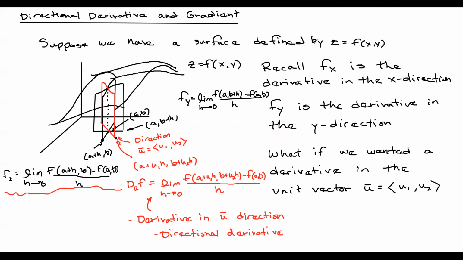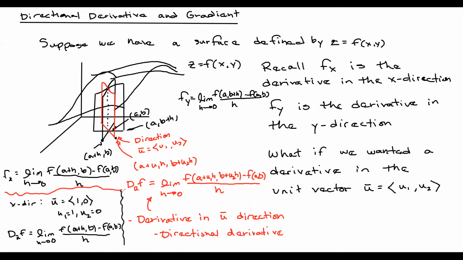All right. So what is the x direction represented as a unit vector? Well, the x direction would be u equals (1, 0), right? And so what that's saying is that u1 would equal 1 and u2 would equal 0. Take those, pop them in, and so the derivative in the u direction, which is the x direction in this case, is going to be the limit as h goes to 0. And what do we get? We get f, and u1 is 1, so we have a plus h. u2 is 0, so that just kills this whole thing, and we just end up with b, minus f of (a, b), all over h.